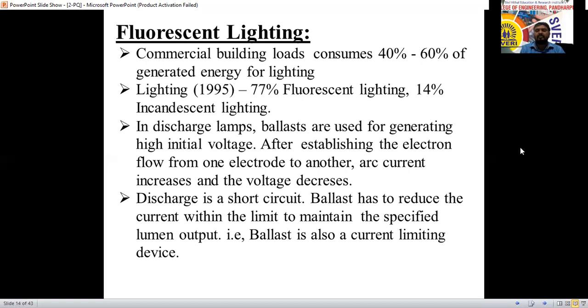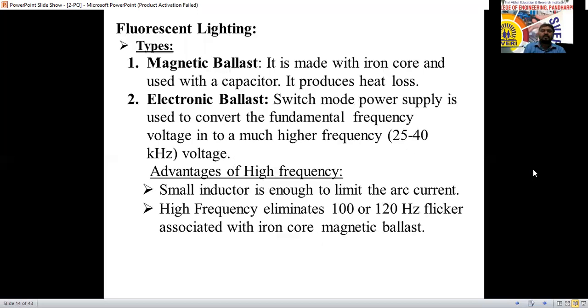After that, electrons will flow from one electrode to another electrode. The current increases and the voltage decreases. Again, the normal voltage continuously runs the lamp. So the discharge is a short circuit. Whatever discharge we do, that is a short circuit. The ballast has to reduce the current within the limit to maintain the specified lumen output. To maintain the lumen output, the ballast is also a current limiting device. The ballast should limit the current within the limit. So for the fluorescent lamp, we are talking about the ballast and all those things.